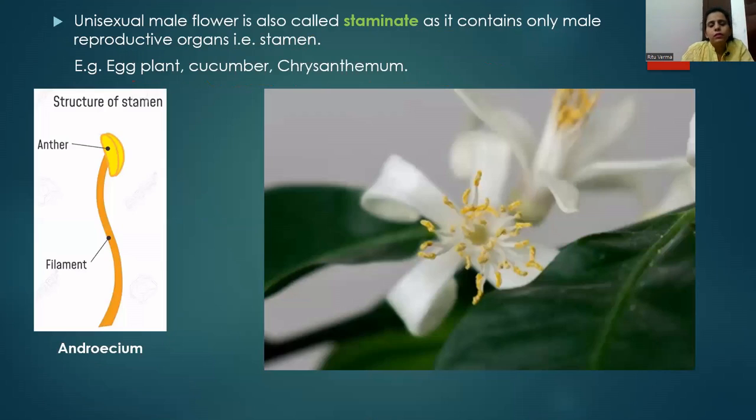Then when we talk about flowers, when flowers have only one reproductive structure, they are known as unisexual flowers. If the flower has male reproductive organs in it, it is called staminate. The unisexual flower which has male reproductive organs in it is known as staminate. And why are they called staminate?